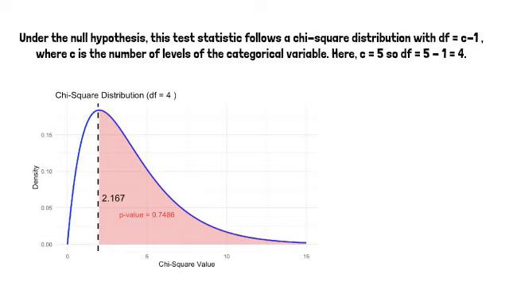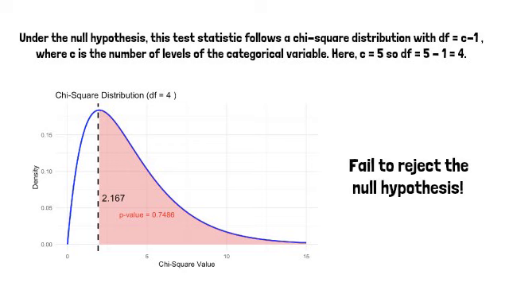Under the null hypothesis, this test statistic follows a chi-square distribution with c-1 degrees of freedom, where c is the number of levels of the categorical variable. Here, c is 5, so the degrees of freedom are 4, and we can use a chi-square distribution with 4 degrees of freedom to compute a p-value of 0.7486. Thus, we failed to reject the null hypothesis, and we do not have sufficient evidence to conclude that the colors of the Skittles are not distributed evenly.